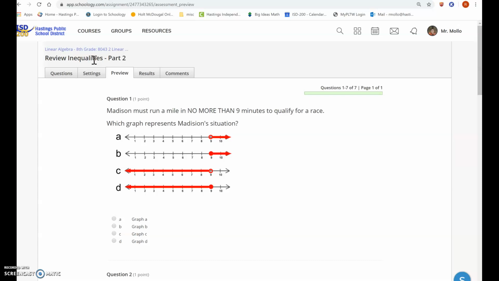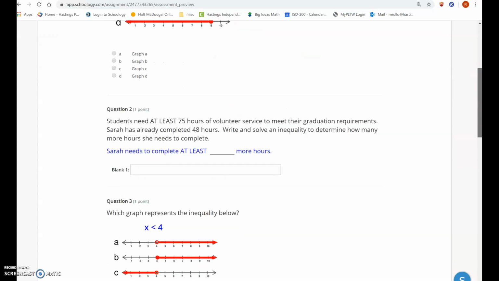So she can run it in exactly 9 minutes, which would eliminate option C because option C has an empty circle. So we would go with letter D there. So 9 minutes or less, 9 minutes exactly or less, anything there.